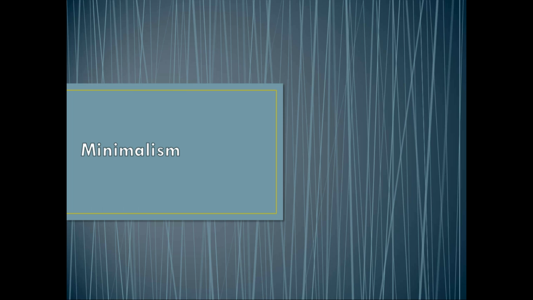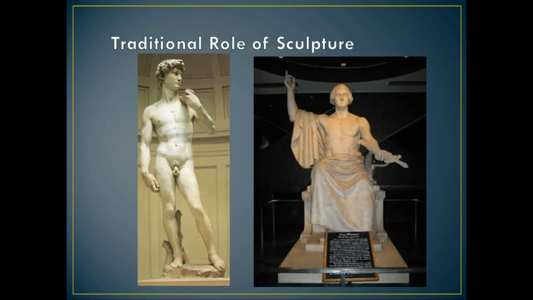Minimalism is the next movement that's covered in this chapter. And minimalism is related to abstract expressionism in a way, because if you remember, abstract expressionism thought about, what if you just think about what the medium of painting allows? Well, this really thinks about what does the medium of sculpture allow, or what does 3D art allow.